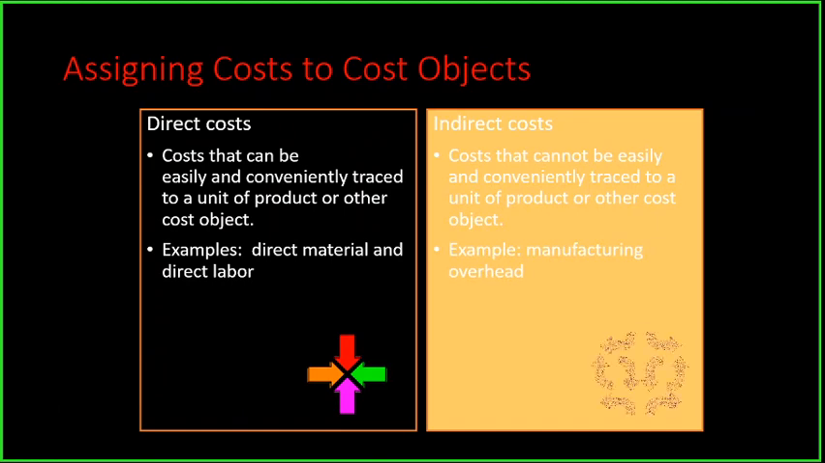Assigning cost to cost objects. We already discussed what are direct costs. They can be traced to a unit of product. Indirect costs, they cannot be traced. Therefore, if they cannot be traced, they are allocated. Let me write that down. Allocated or applied. That's why you have the application rate for manufacturing overhead.